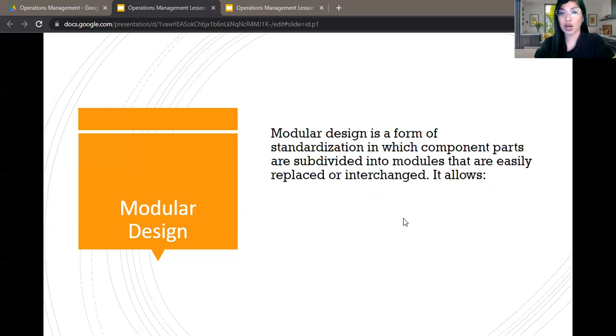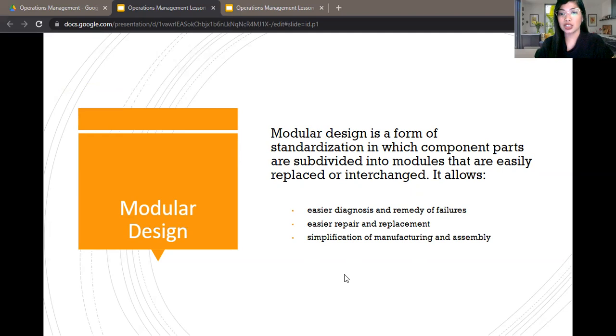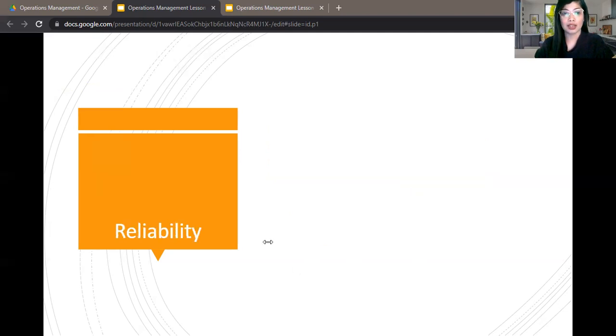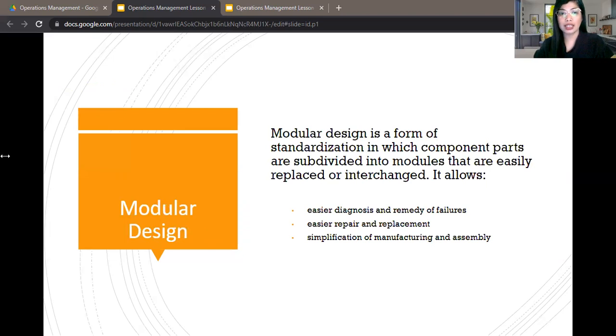Modular design is a form of standardization in which component parts are subdivided into modules that are easily replaced or interchanged. It allows easier diagnosis and remedy of failures, easier repair and replacement, and simplification of manufacturing and assembly. If we relate this to the hospitality industry, as we all know, hospitality offers a rich variation of styles, letting you play with different patterns, color, texture, and format in different areas without a major commitment to one style.